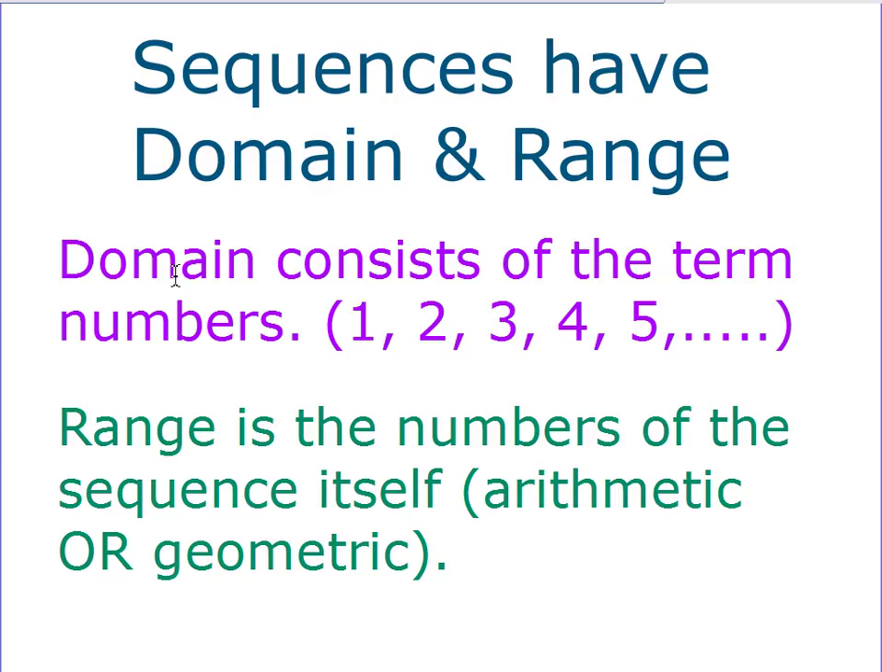The domain of any sequence, regardless of type, consists of the term numbers. We always have a first term, a second term, a third term, and so on. So all those natural numbers, all those counting numbers, will be our domain. The range of a sequence are the numbers of the sequence itself. For instance, if I have a geometric sequence with an initial term of 2 and a common ratio of 3, the numbers in the sequence 2, 6, 18, 54, and so on would be our range.